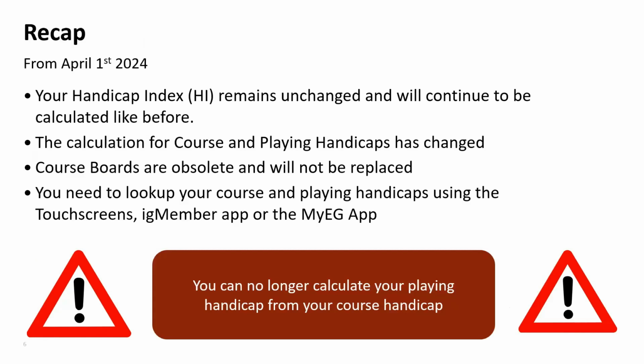If I just recap that again, your handicap index remains unchanged, calculated like before with a couple of tweaks. Calculation of course and playing handicaps has changed. Course boards are obsolete and will not be replaced. You need to look up your handicaps. And again, this is the thing we have to stress to everybody: you can no longer calculate your playing handicap from your course handicap.